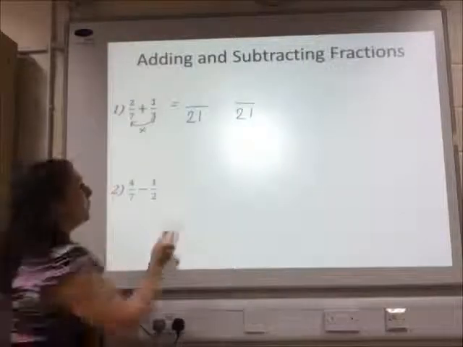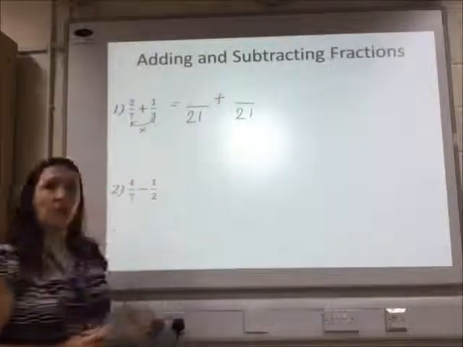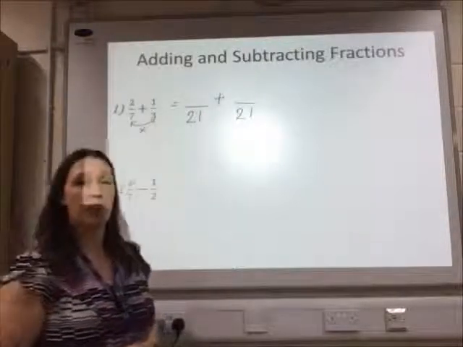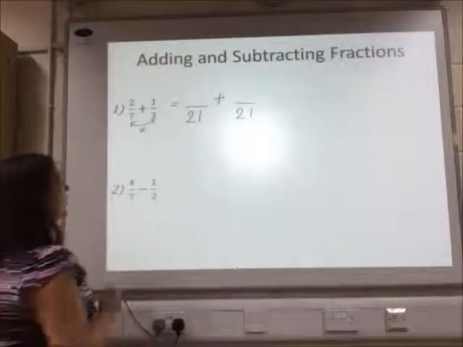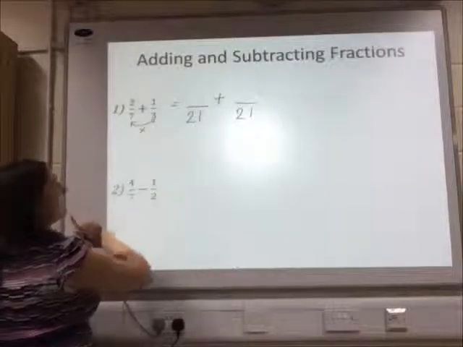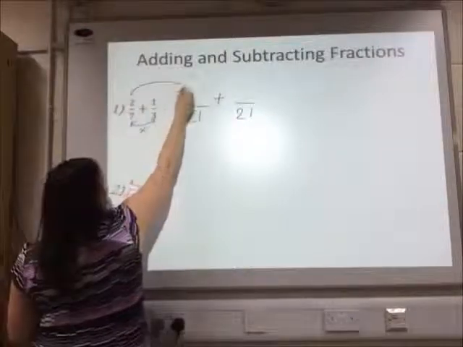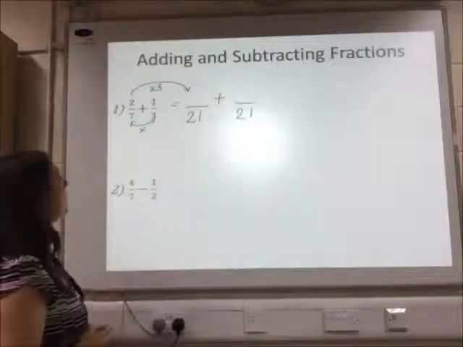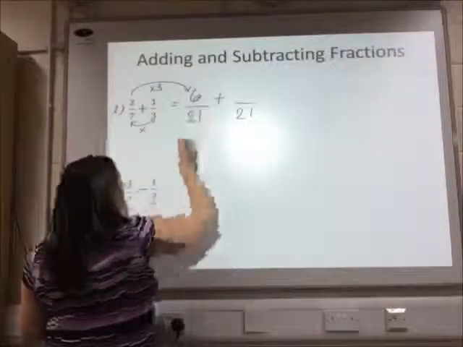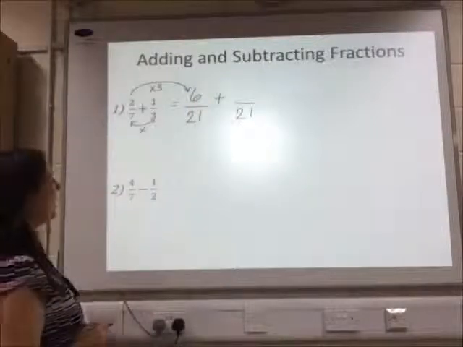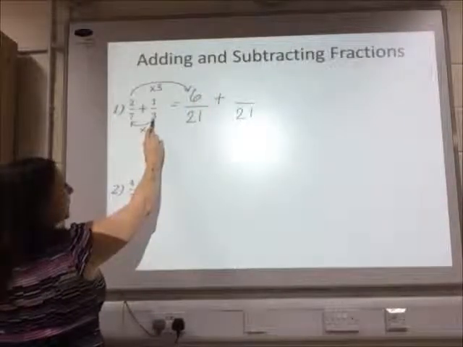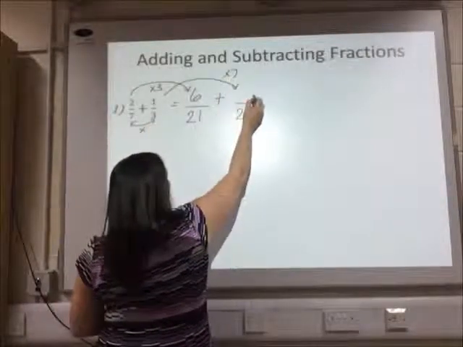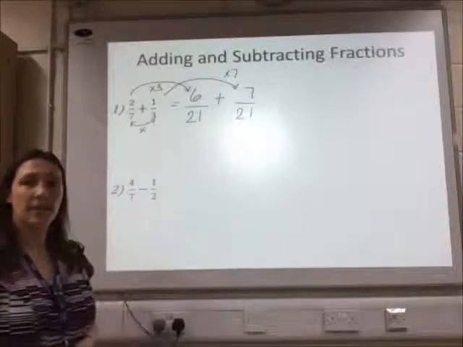I then need to remember that this is an addition question, and so put the addition sign in the middle. I now need to do the same to the top of the fractions as I did to the bottom of the fraction. I multiplied the number 7 by the number 3, and so I'm required to multiply the number 2 by the number 3 also. 2 times 3 will give me 6. If I look at the second fraction, I multiplied the number 3 by the number 7, and so I need to multiply the number 1 also by the number 7, which will give me 7.